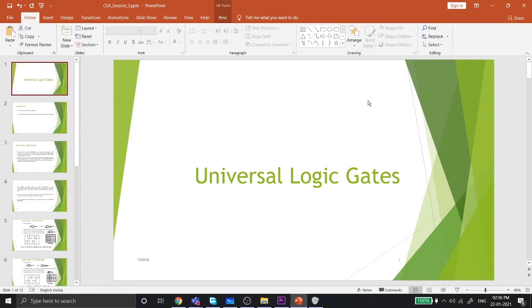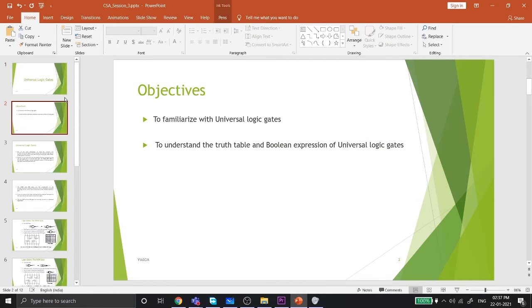Hello guys, my name is Abhijit and today we're going to look at Universal Logic Gates, which is session 3 of CSA or Computer System Architecture. The objectives of this session are to familiarize with Universal Logic Gates and to understand the truth table and Boolean expression of Universal Logic Gates.